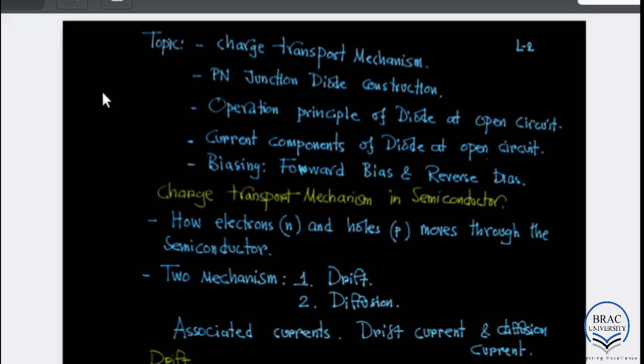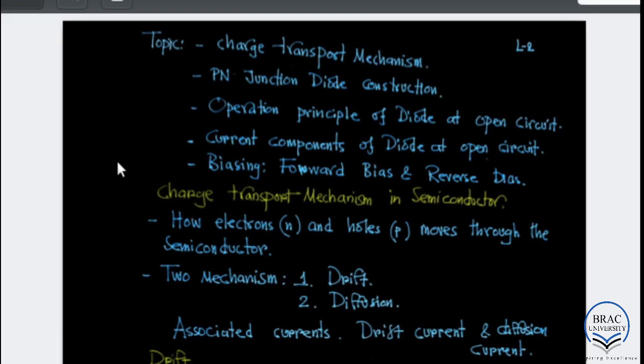So first of all, what is a charge transport mechanism in semiconductor? Now, when we are going to build any electronics device, we expect current will be flowing through the device, and we already learned that the current in the semiconductor is due to the flow of electrons and holes. So there are two mechanisms by which electrons and holes can move through the semiconductor. One is called drift and the other one is diffusion.